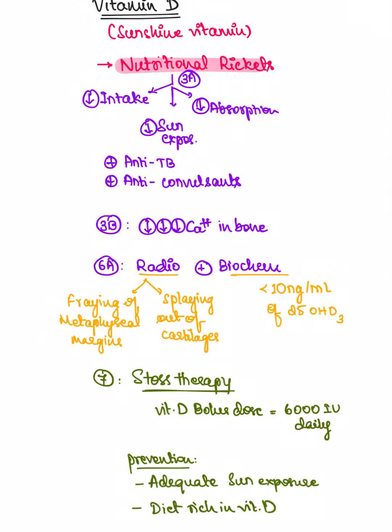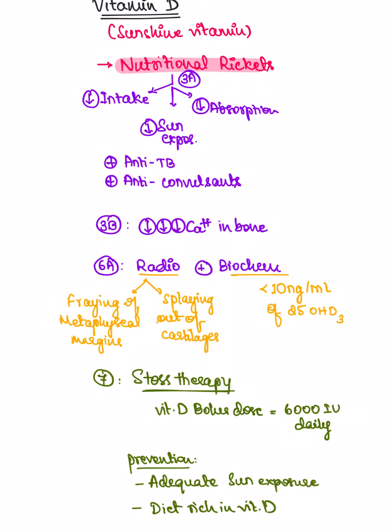Alright, the most important thing you have to remember is that vitamin D deficiency causes nutritional rickets. This can be due to decreased intake of vitamin D or decreased sun exposure, because of which the active form of vitamin D is not produced. It can also be due to decreased absorption from the intestines, or due to certain drugs like anti-TB drugs or anticonvulsants. So what is going to happen? There will be very low amounts of calcium in the bone.